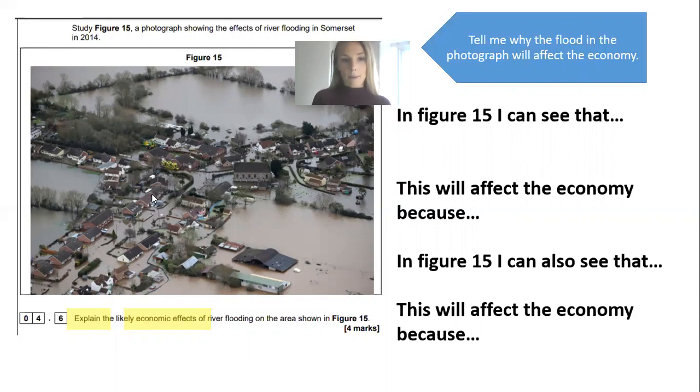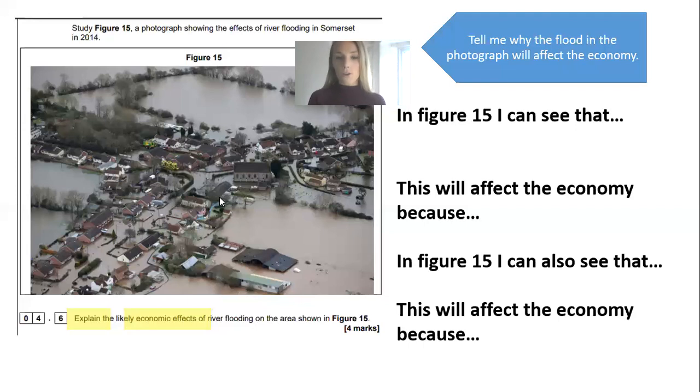You can also see that people's houses have been flooded. Then you'd assume that this would cause a loss of money to that individual person. Hopefully, if they have insurance, house insurance, then the cost of the damage will be covered by the insurance company, which is also an economic impact. But if not, then the individuals will be expected to cover that themselves.